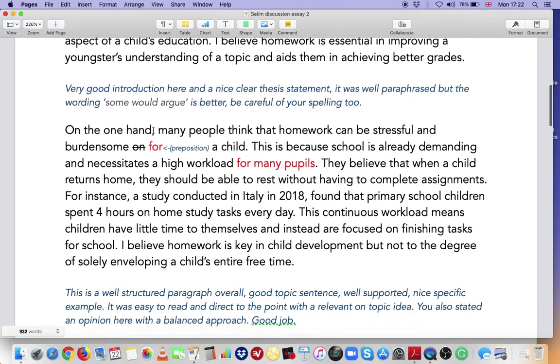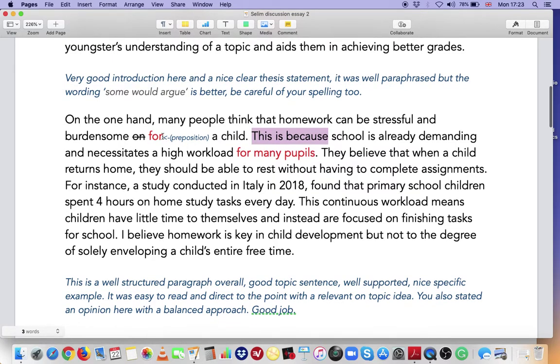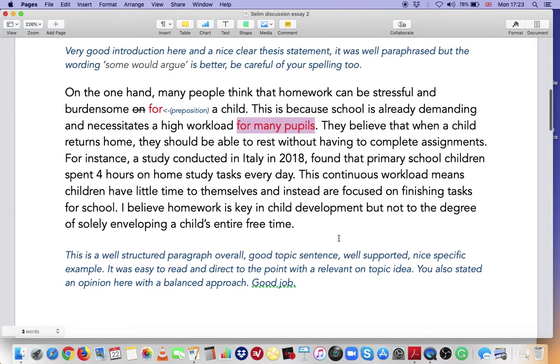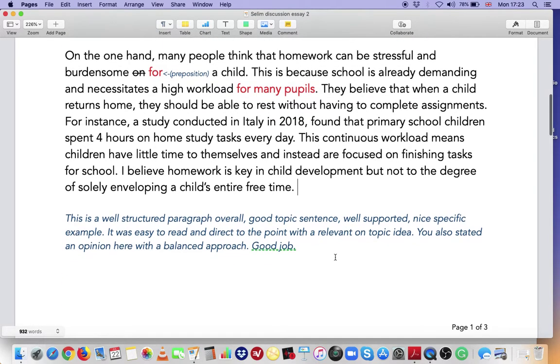Now on the main body paragraphs, okay, on the one hand, great, so we're looking at the first view. He's using the right language. Many people think, that's good. This is because, so now we're explaining. And I've only just added a couple of things, like the preposition was wrong here, but that's nothing too serious. And I've made it more specific, referencing for many pupils. And there wasn't much I could really do to correct that because it was quite good actually. And he's got a specific example now here. This is the example which backs up his main point. And here's his opinion.